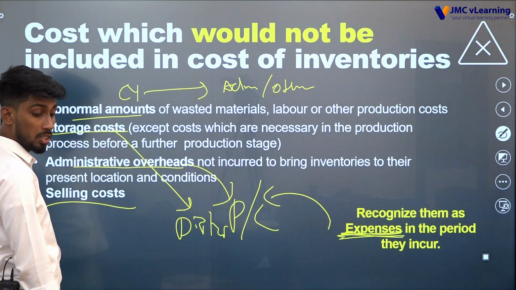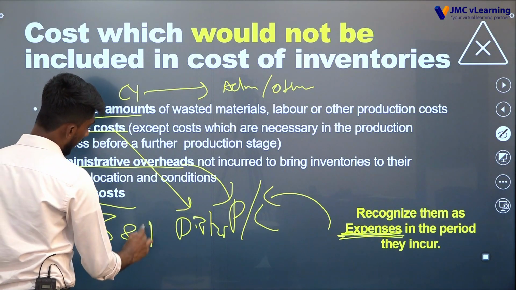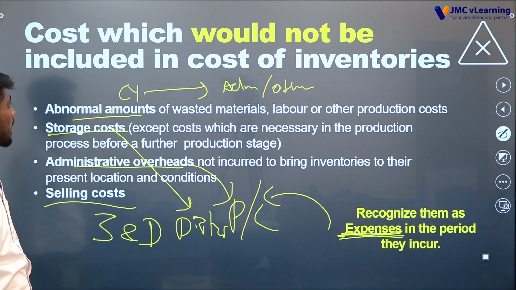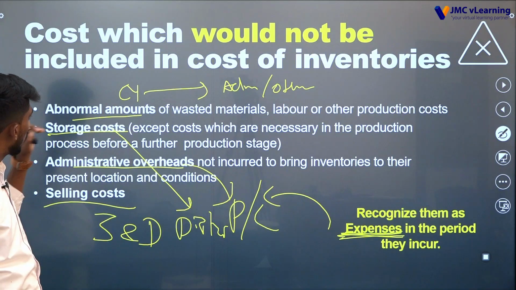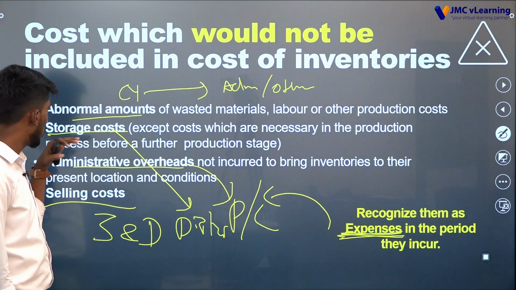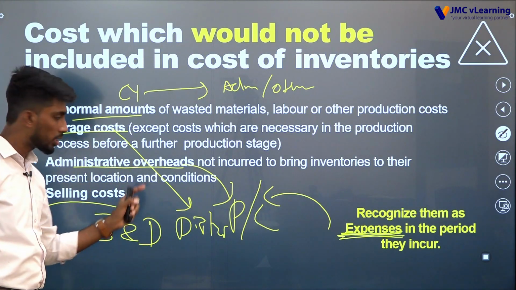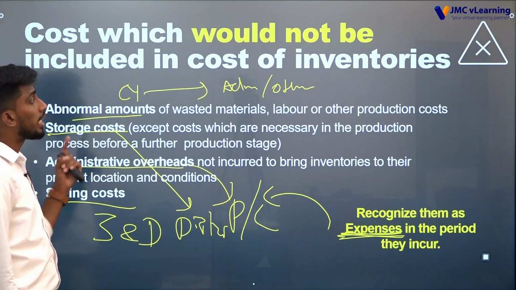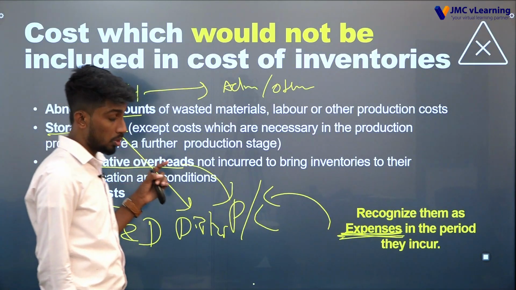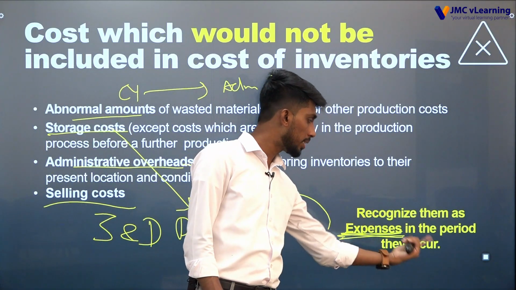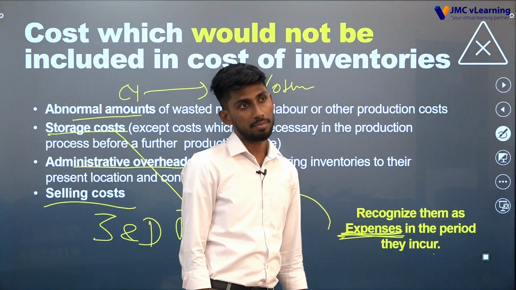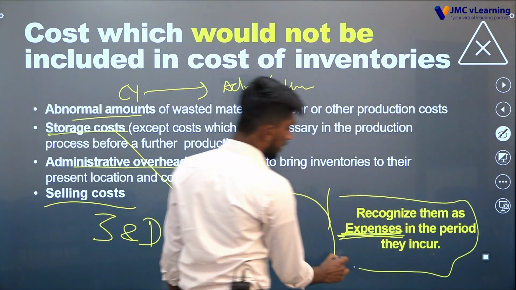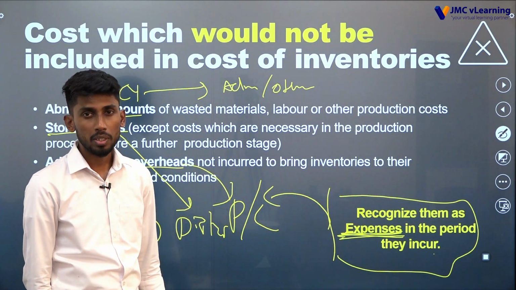If you incur selling cost, it is an S&D expense, selling and distribution expense. Therefore, my dear students, it is very clear that we are not going to include any abnormal amount or abnormal loss, storage cost of finished goods, admin cost and selling cost in the cost of inventory. Unless we recognize them as expenses in the period they incur. Okay. Hope you are clear.